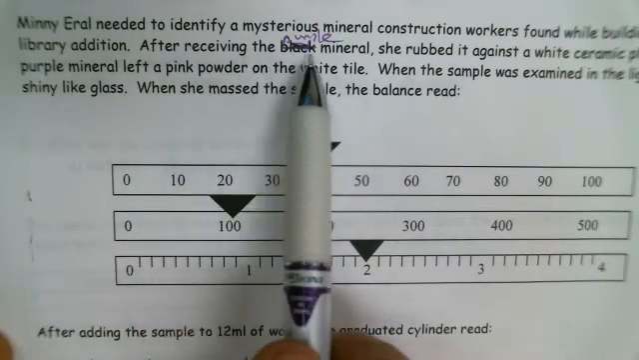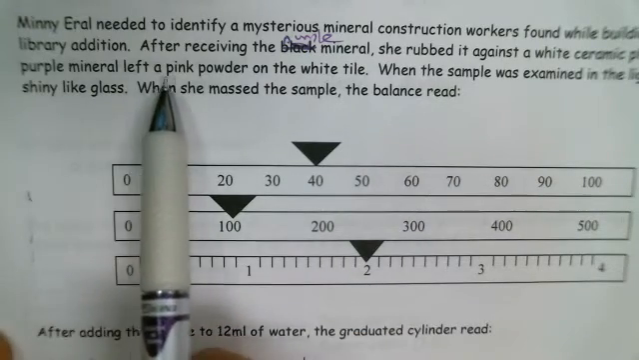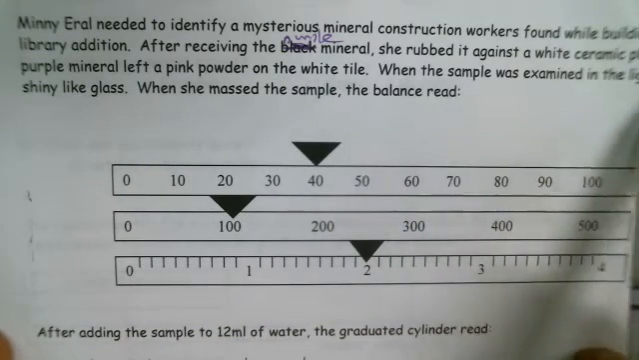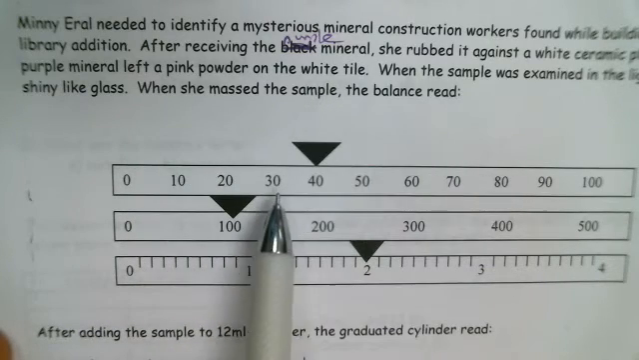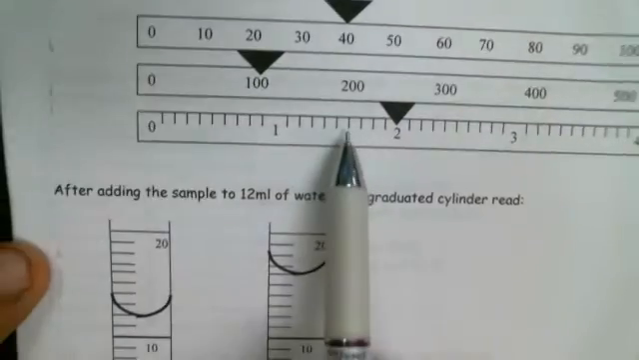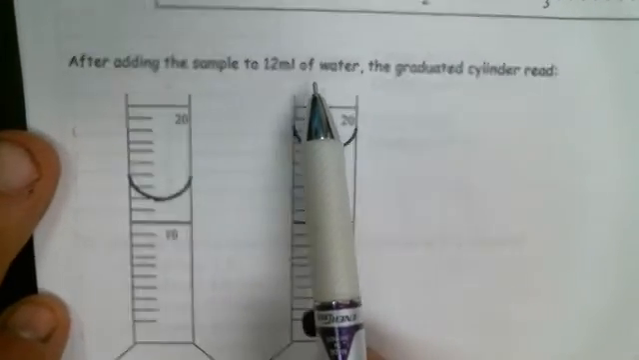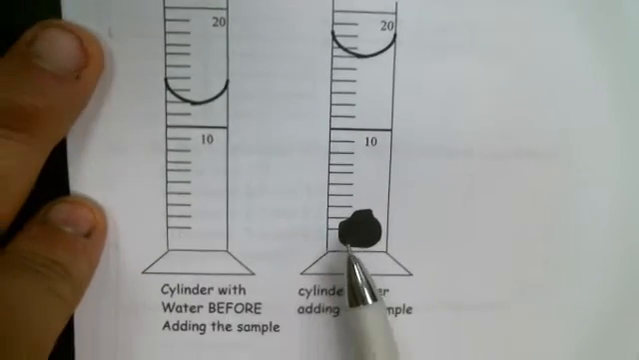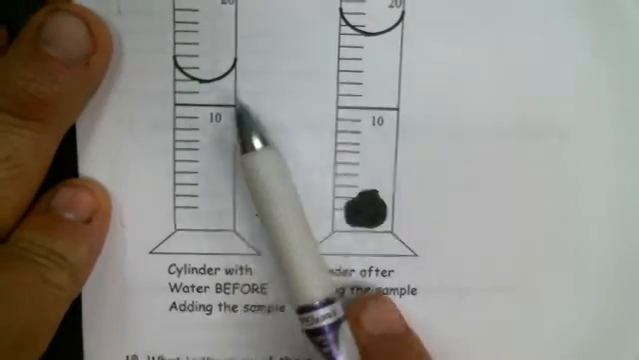After receiving the purple mineral, she rubbed it against a white ceramic plate. The purple mineral left a pink powder on the white tile. Then the sample was examined in the light. It was shiny like glass. When she massed the sample, the balance read this. After adding the sample to 12 milliliters of water, the graduated cylinder read this. This is a cylinder before adding the sample, and this is a cylinder after adding the sample. We have the two water levels.